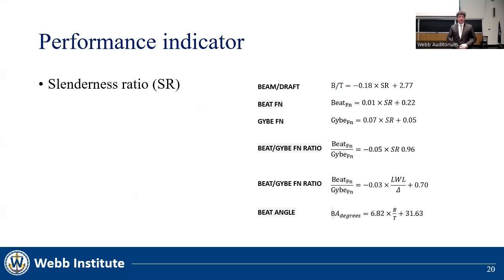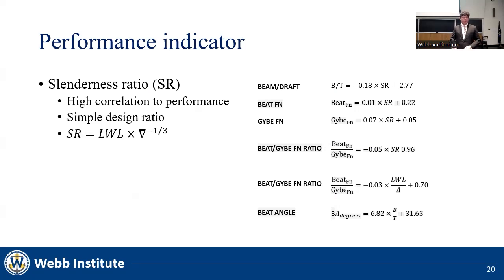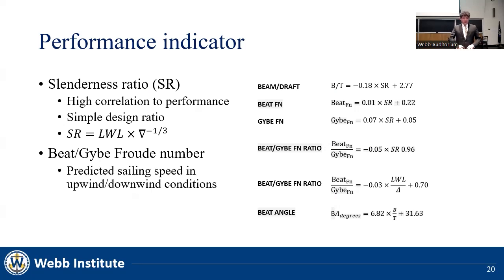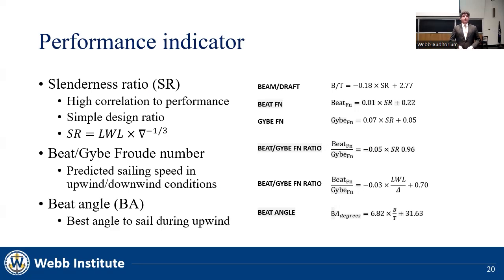I will just go briefly over those. So you're going to see a lot of slenderness ratio because it has really high correlations to the performance. It is a very simple ratio, and it is defined as the length at the waterline divided by the cubic root of the displacement. You also see two equations that describe the ratio between the beat and jibe flow number, which again is just a measure of the maximum speed when sailing upwind and the maximum speed when sailing downwind. And again, the beat angle, which is the optimum angle to sail in upwind conditions.